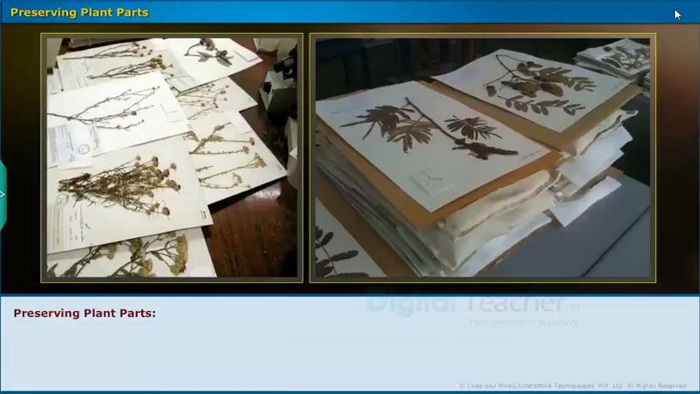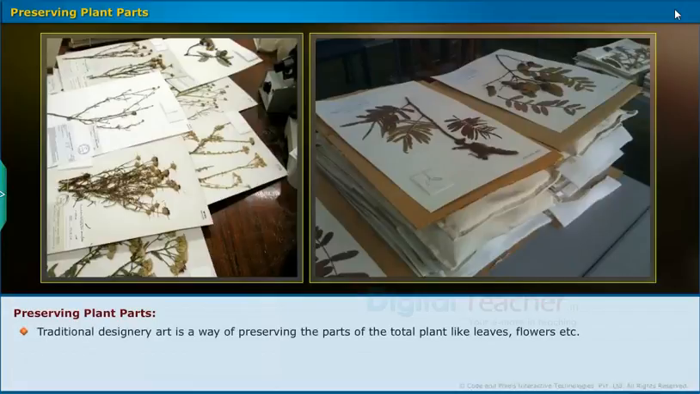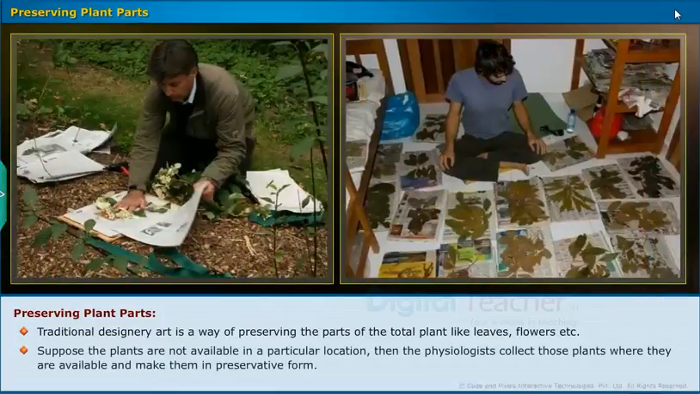Now, let us learn how to preserve the plants and its parts. Traditional art is a way of preserving the parts of the plant like leaves, flowers, etc. Suppose the plants are not available in a particular location, then the physiologists collect those plants where they are available and make them in preserved form.